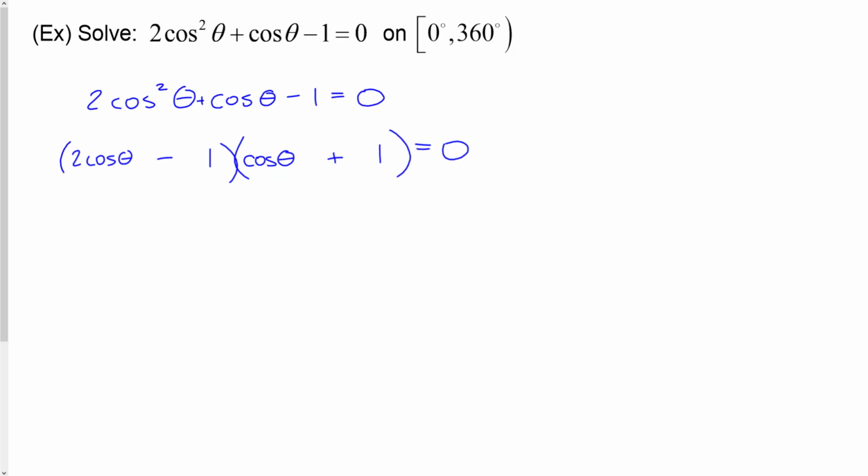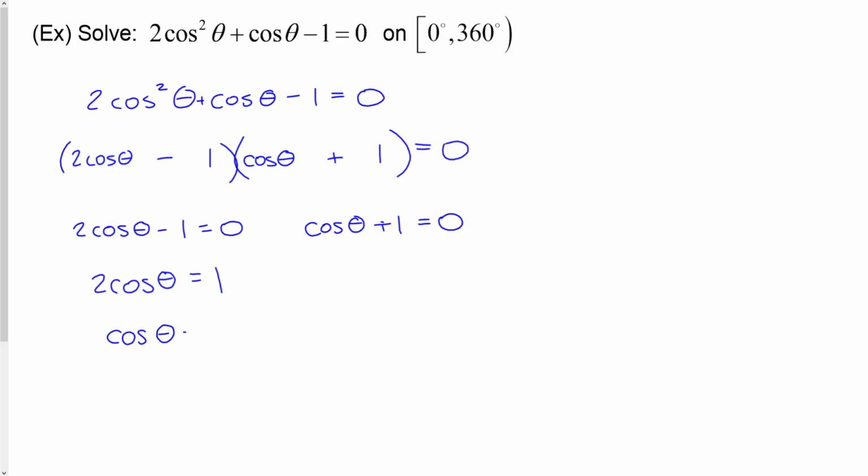And the next thing that you need to do is set each of these equal to 0 and solve. So 2 cosine theta minus 1 equals 0, and cosine theta plus 1 equals 0. So 2 cosine theta equals 1, or cosine theta equals 1/2. And over here, cosine theta equals negative 1.